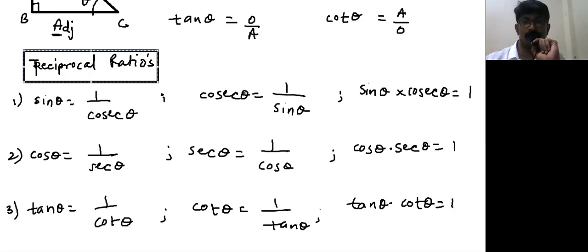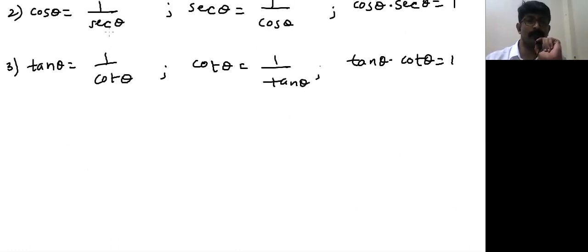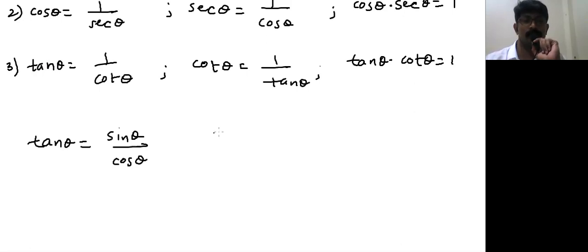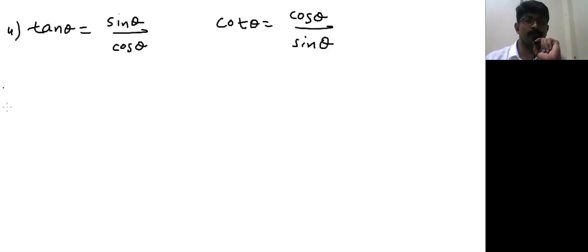Now the next one is some standard identities: tan theta can be written, obviously, as sine theta upon cos theta. We've already learned this last year. And cot theta can be written as cos theta upon sine theta. You must remember this. So this was the fourth, or I can say fifth. And then the next one would be square identities. What are the square identities?